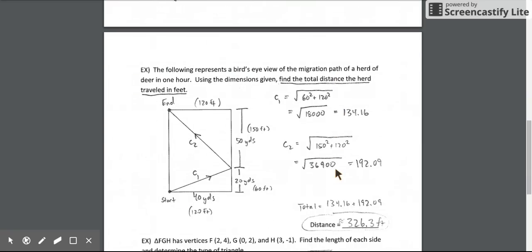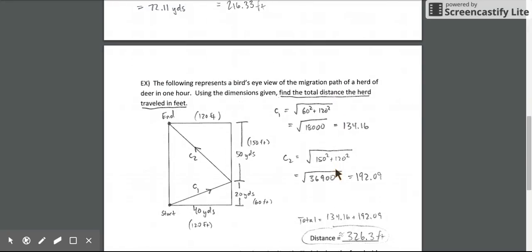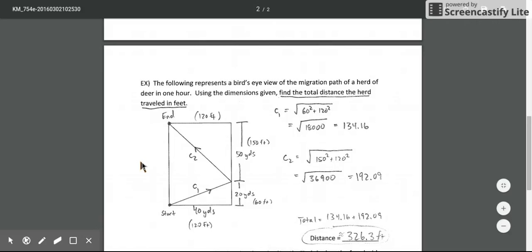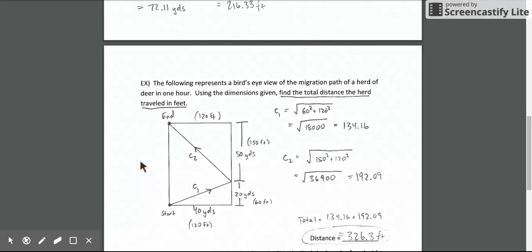Let's do another example. This time we're going to pretend that we are looking at a herd of deer that are migrating through this rectangular area that has these dimensions: 40 yards by 70 yards. We're going to end up breaking up that 70 yards into 2 different values here.